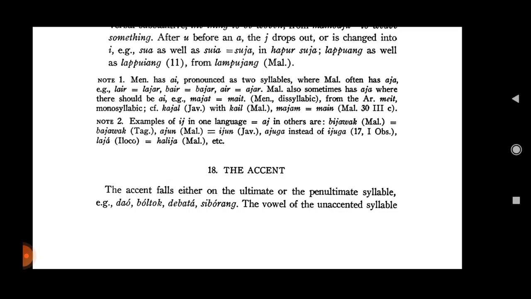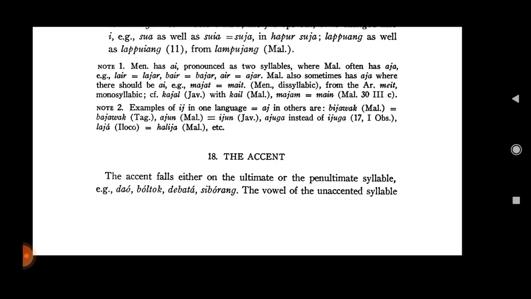Lapuang, as well as Lapuyang, from Lampuyang, Malay. Not one Mentawai has an I pronounced as two syllables, where Malay often has Aya, e.g. Layar, Bayar, Ayar. Malay also sometimes has Aya where there should be an I, e.g. Mayat, Mait, Mentawai dissyllabic. From the Arab made monosyllabic, compare Kayal, Java, with Kail, Malay, Maya. A separate of E in one language, I in others. And in others are Biawak, Malay, Bayawak, Tagalog, Ayun, Malay, Iyun, Java, Ayuga instead of Iyuga, Laya, Iloko, Halia, Malay, etc.